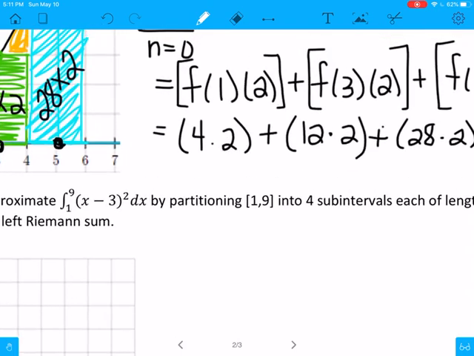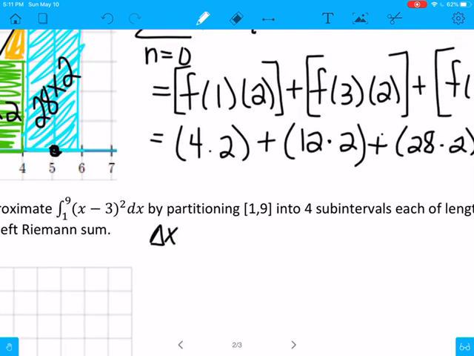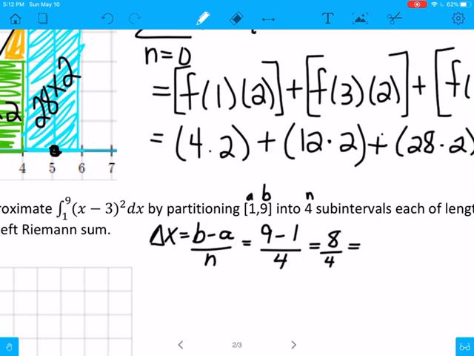We have to first find our change in x. Our change in x is always b minus a divided by n. This is a, this is b, this is n. So it's going to be 9 minus 1 divided by 4, which is 8 divided by 4, which is 2. So again, I have a change in x of 2. Does that mean I'll always have a width of 2? No. Sometimes it's a change in x of 3. Sometimes it's 1.5. You hope for a change in x of an even number so that when you have to do the midpoints, they're not decimals. So you always want an even change in x if you have a chance.